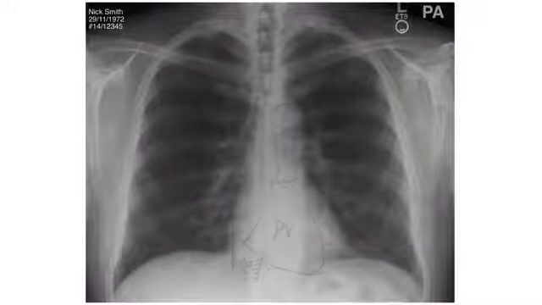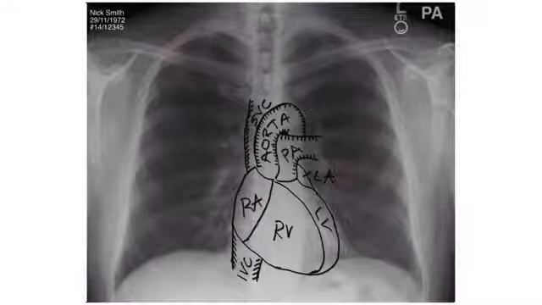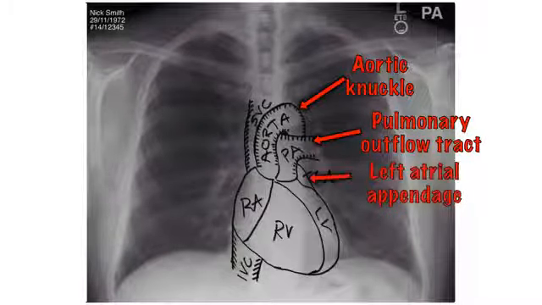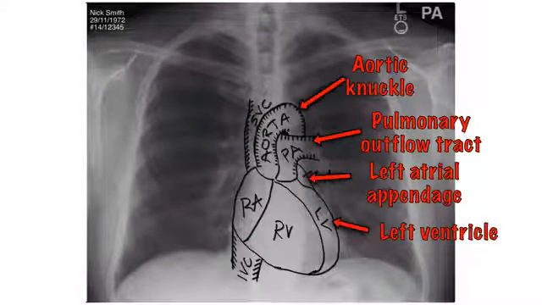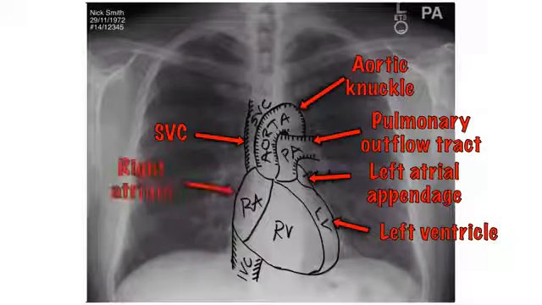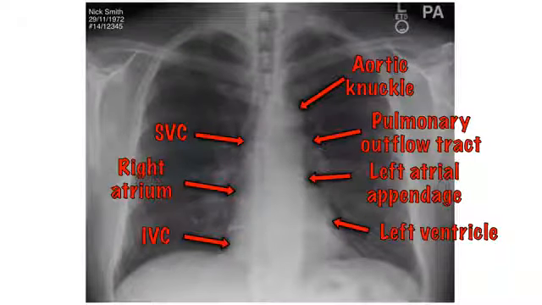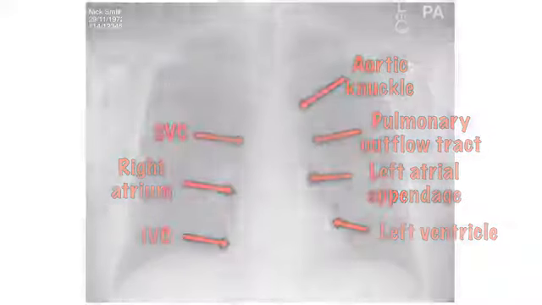Structures making up the left border of the mediastinum include the aortic knuckle, pulmonary outflow tract, left atrial appendage and left ventricle. On the right side, the border includes the superior vena cava, the right atrium and the inferior vena cava. These borders should be well defined. A blurred edge could indicate collapse or consolidation of the lung.